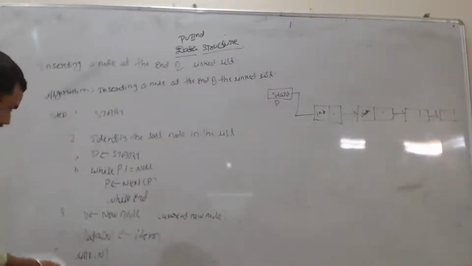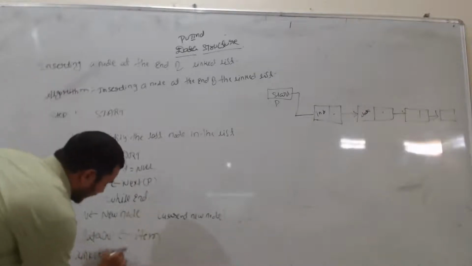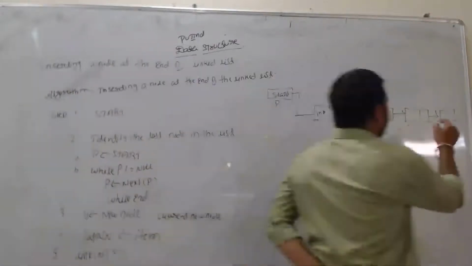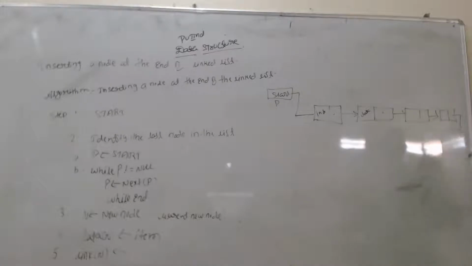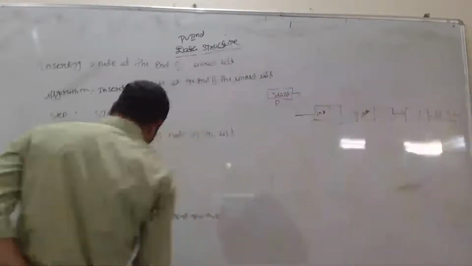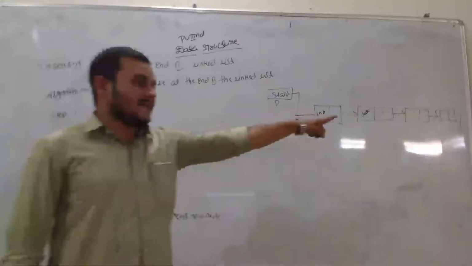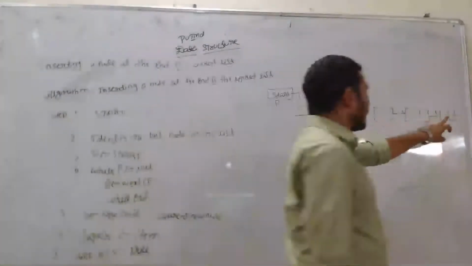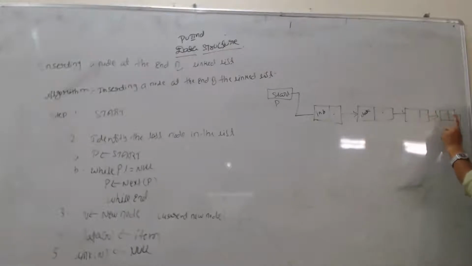After entering the data, what about the link of the new node? Here is there any link value? Here there is no link value. That means you have to write null. Null means zero. Zero means no link is present in the next. The predecessor node's link is present in the next. This new node will link to the predecessor node, the previous node. But for the inserted node, there is no new link. That means this is null, zero.